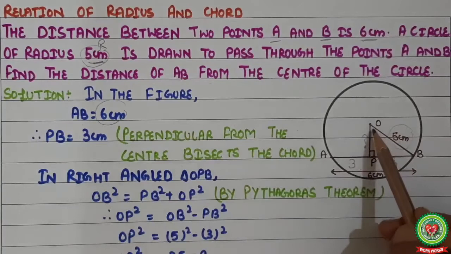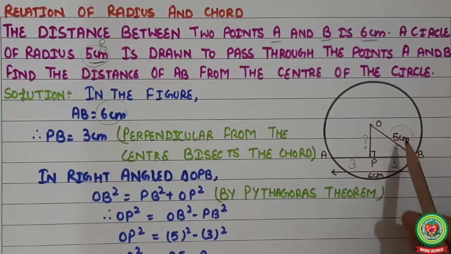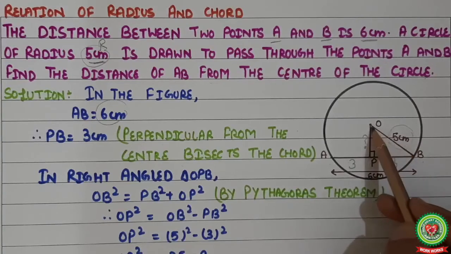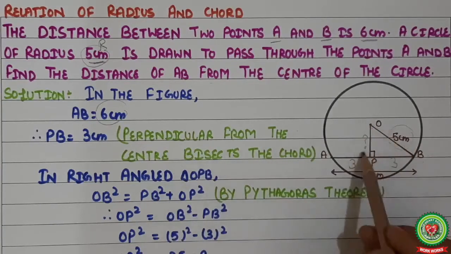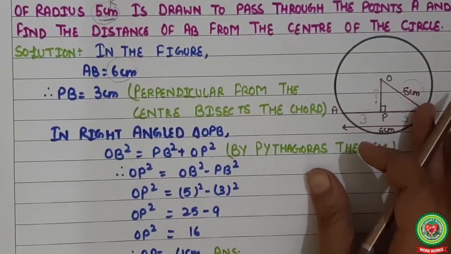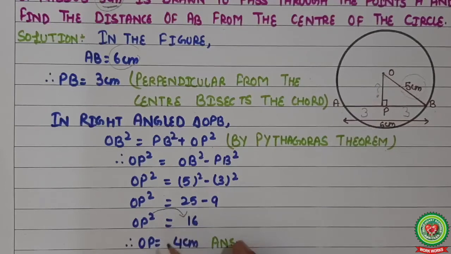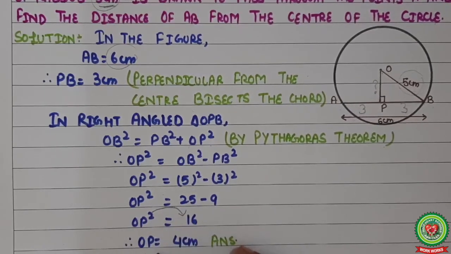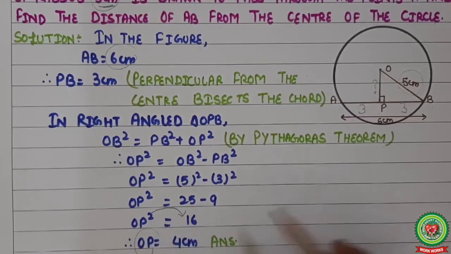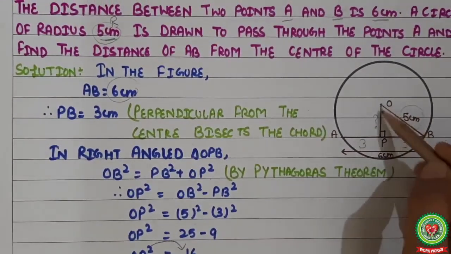Now OPB is a right angle triangle. Apply Pythagoras theorem. OB square equals PB square plus OP square. Put the values, OB square value and PB square value. Now do the subtraction. Shift this square, this will become square root. From here we'll get length of OP as 4 cm. So this is the distance of chord AB from the center.